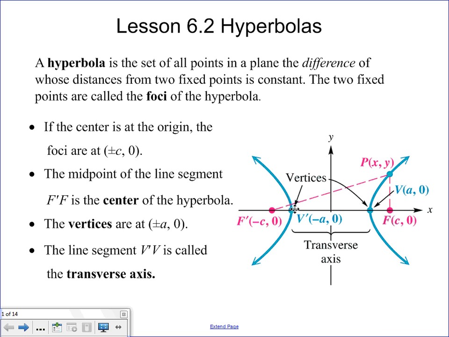The vertices, where it crosses the x-axis in this case, are called the vertices of the hyperbola. The distance from the center to the vertex is this a value. It goes from the center to here is a, and to the center this way is a. And c goes from the center over to left and right and is bigger than a, right? It goes past a out to the focal point on this hyperbola.